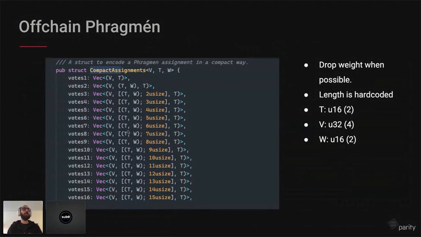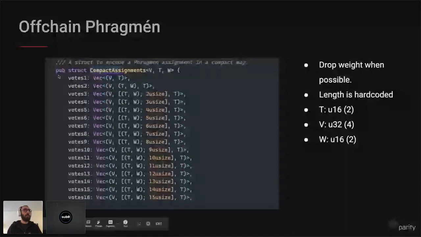With this struct, we never encode the length of any vector. You see some vectors are here replaced by fixed size arrays, and this is more optimized for encoding. We also generate this struct with a macro. At the moment, this is important, each nominator can have at most 16 votes. So we need only vote 1 until vote 16. And if we have more, we can change this struct later on. And we also drop weights as much as possible. As I mentioned, weights are now percentages.